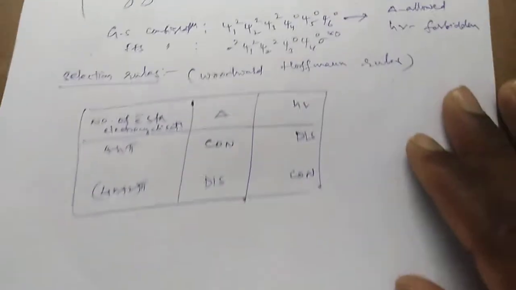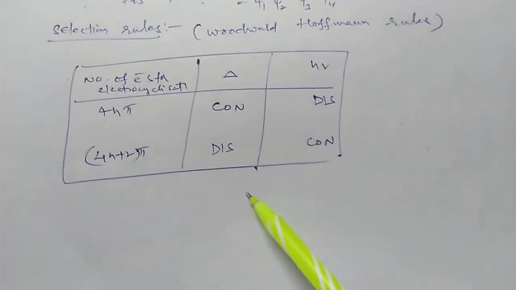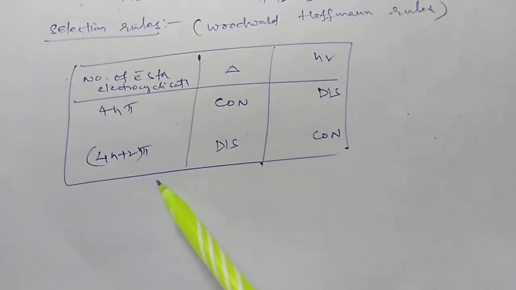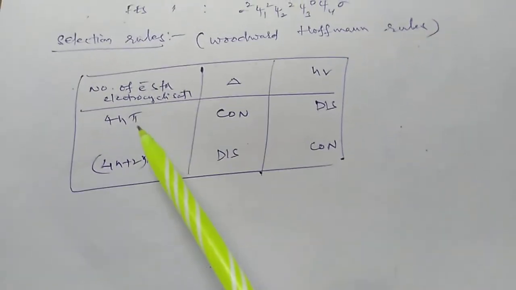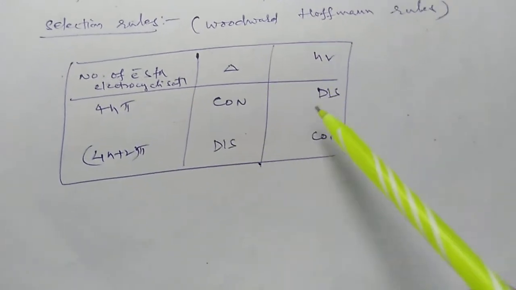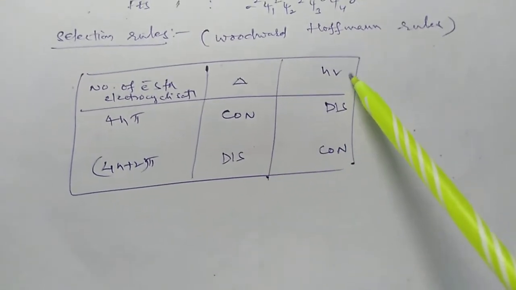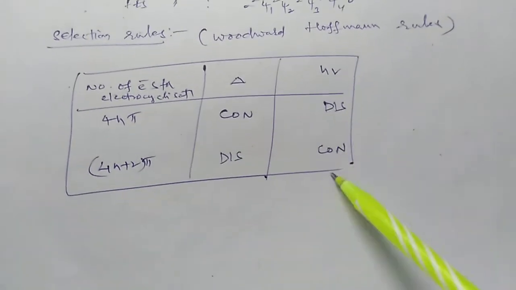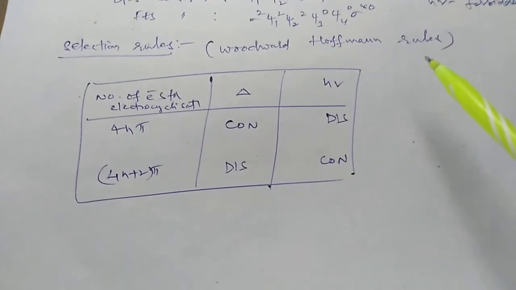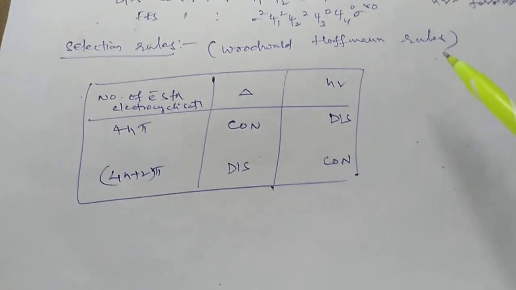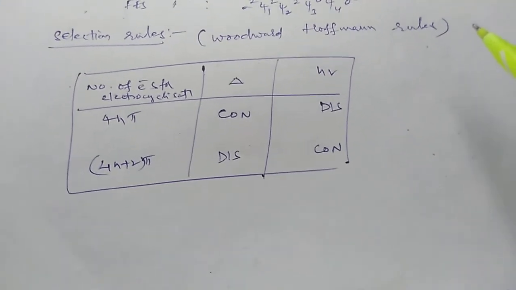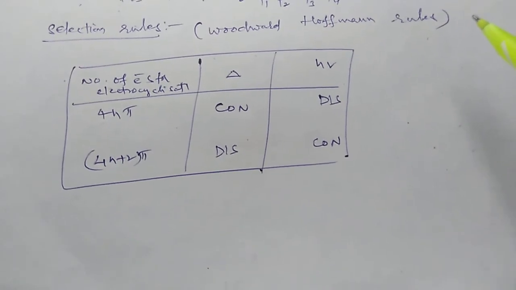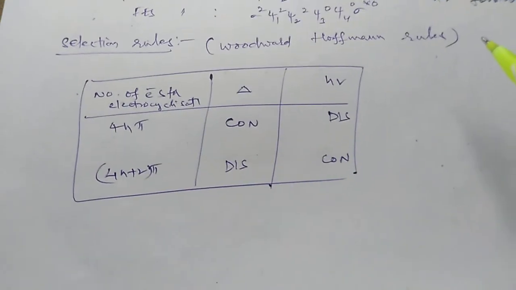Again, we are writing the selection rules for the electrocyclization reactions of the 4n system and the 4n plus 2 system. For the 4n system, conrotation is thermally allowed, and disrotation is photochemically allowed. For the 4n plus 2 system, disrotation is thermally allowed, and conrotation is photochemically allowed. This is regarding these rotations of the electrocyclization for the correlation diagrams. Thank you.